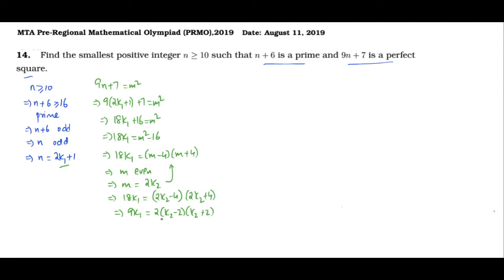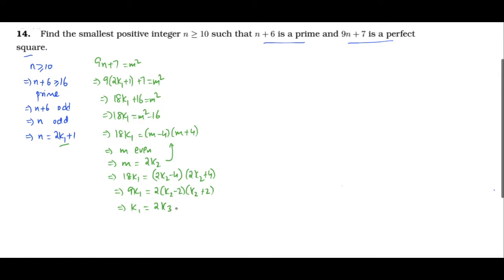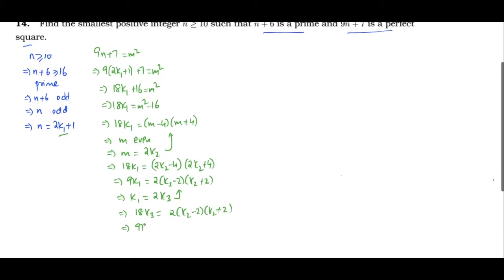Now the right hand side is even, so the left hand side should be even. So let us denote k1 by some 2 into k3. Upon substituting this in the previous equation we get 18k3 is equal to 2 into k2 minus 2 into k2 plus 2, or 9k3 is equal to k2 minus 2 into k2 plus 2. Now here the left hand side is a multiple of 9, so the right hand side also should be a multiple of 9.